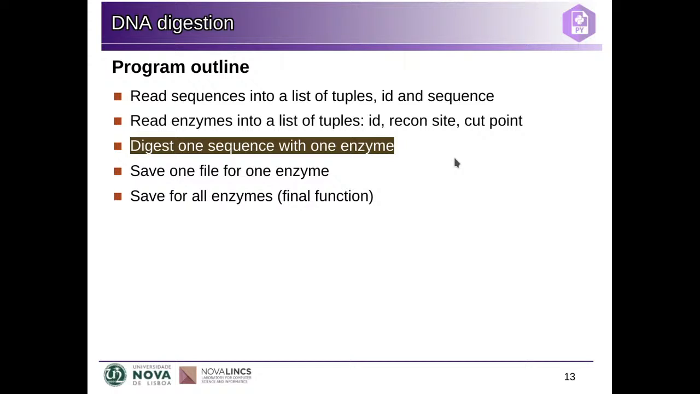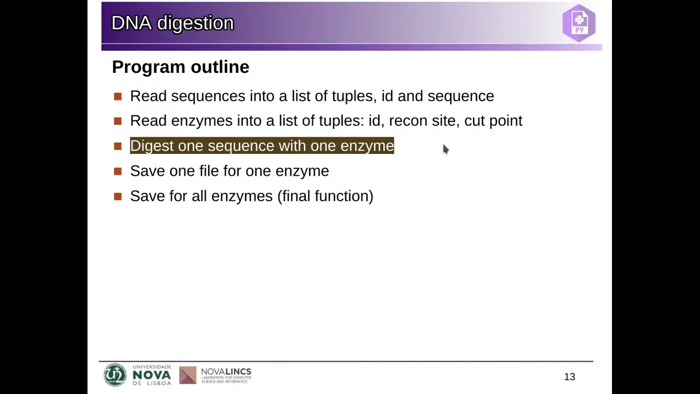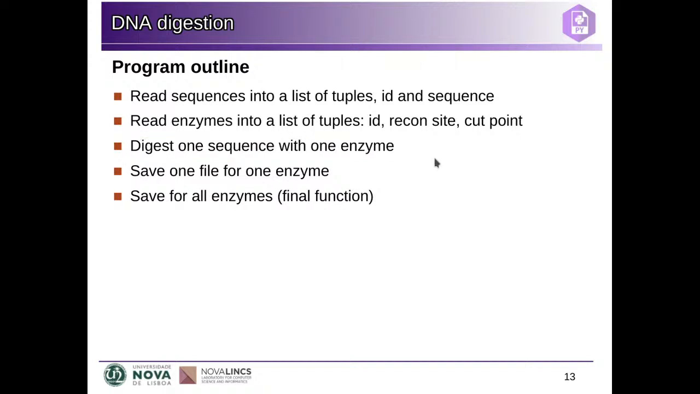So if we need to do the digestion of all sequences with all the enzymes, we need to do one sequence with one enzyme many different times with many different combinations. So this would be one function: digest one sequence with one enzyme. And then we're going to do that for one enzyme and all the sequences and write that in a file for that one enzyme.